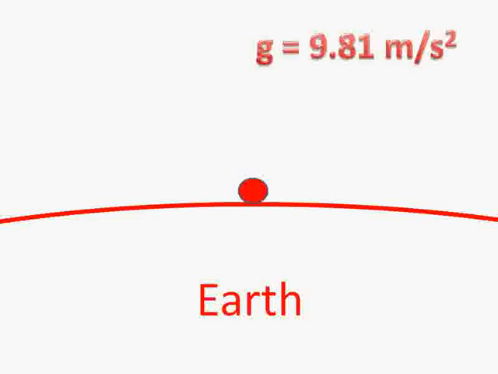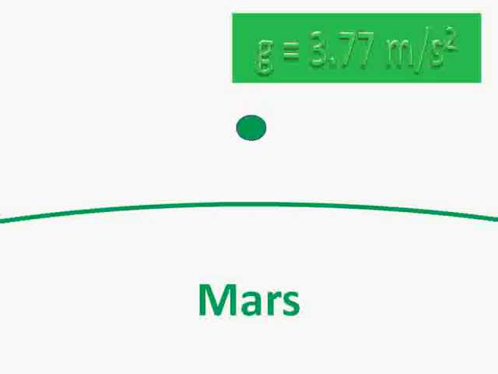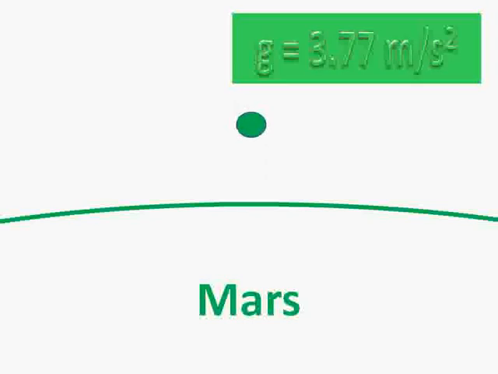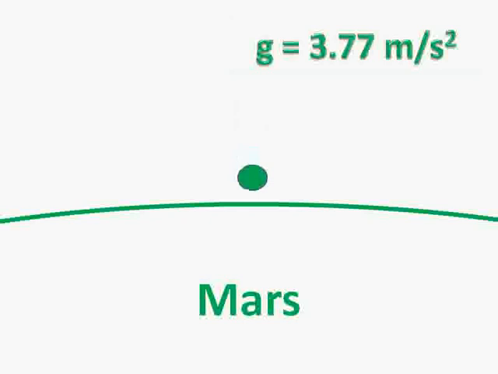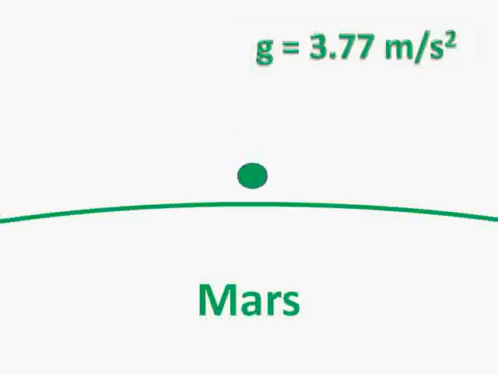Okay. Now, what about on Mars? Do you think the acceleration due to gravity is greater or less than 9.81? Anyone calculate Mars? JD, you did? 3.71. Let's see what I got. I got 3.77. I'm not sure where I got my values. But on Mars, the acceleration due to gravity is actually less than it is on Earth. So on Mars, you would weigh less than half of what you would weigh on Earth.